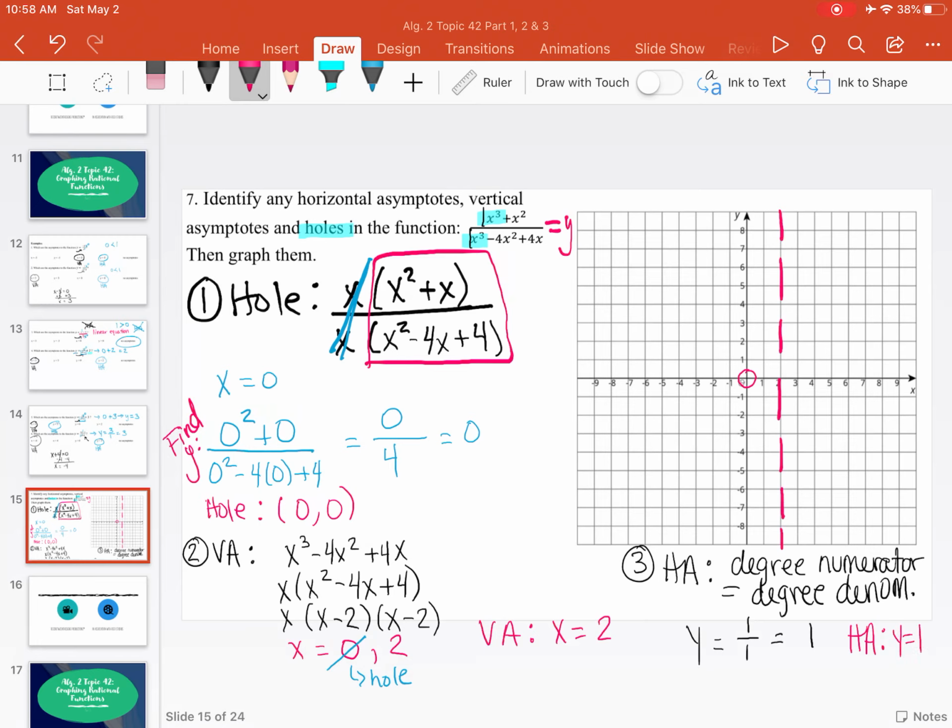I can graph this since it's a horizontal asymptote. At y equals 1, it's going to be a horizontal dashed line. And there are the asymptotes as well as the hole in the graph.